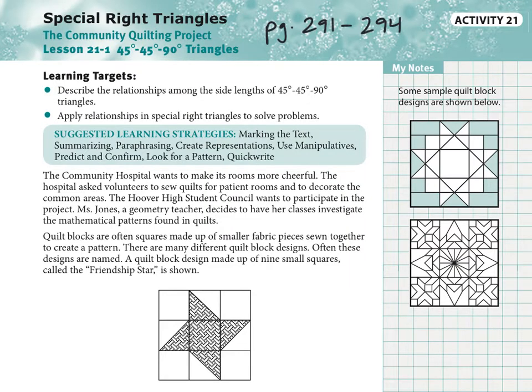Our learning targets for today are that we're going to describe the relationships among the side lengths of a 45, 45, and 90-degree triangle, and then we are going to apply relationships in special right triangles to solve problems. Let's go ahead and take a look at the problem below.